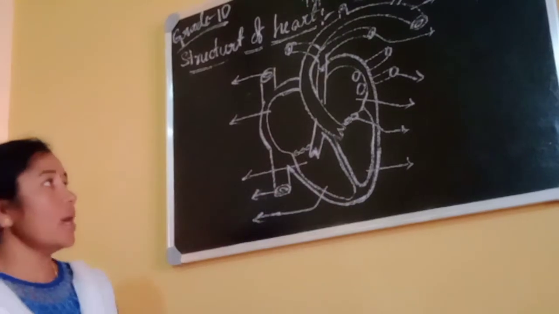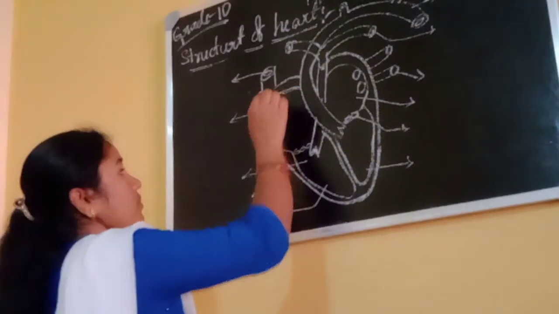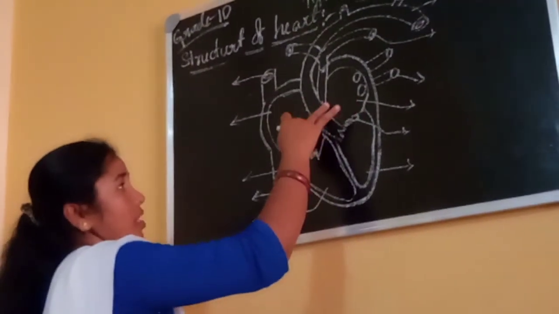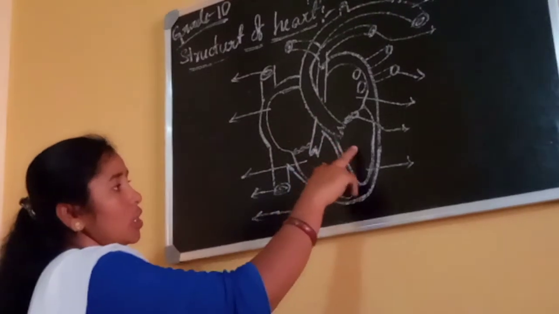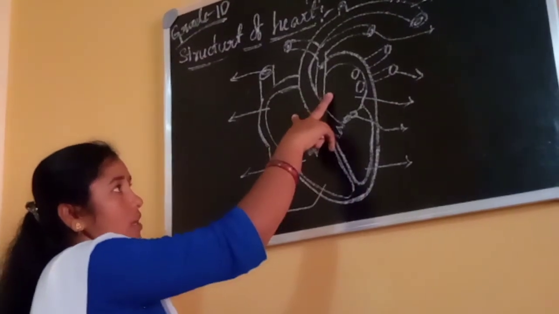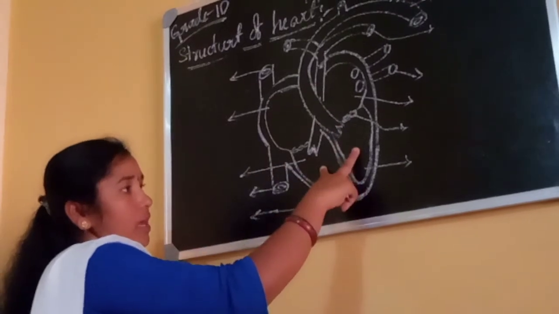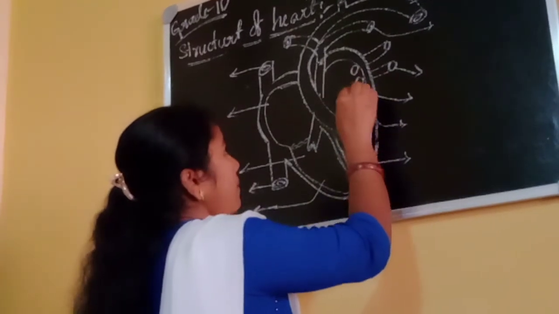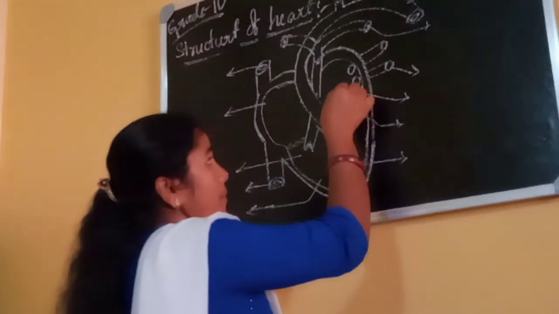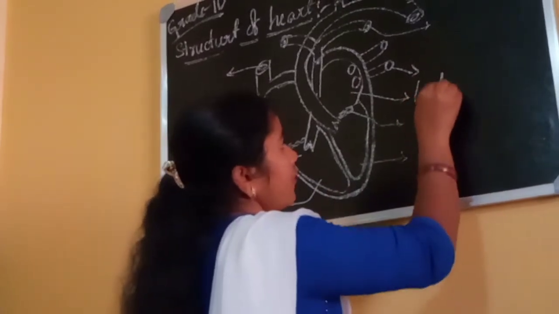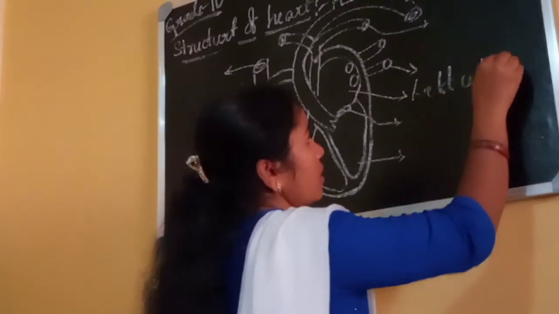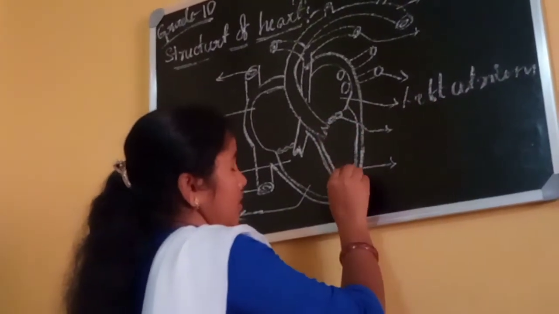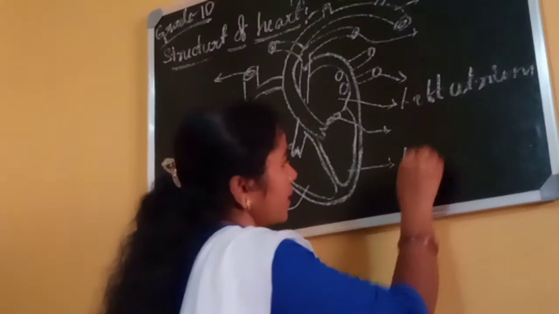Let's see about the parts of the heart. It has 4 different chambers: 2 upper chambers and 2 lower chambers. Upper chambers are called atria and lower chambers are called ventricles. Let's see the labeling now. This upper chamber on the left side is called the left atrium, and the lower left side chamber is called the left ventricle.